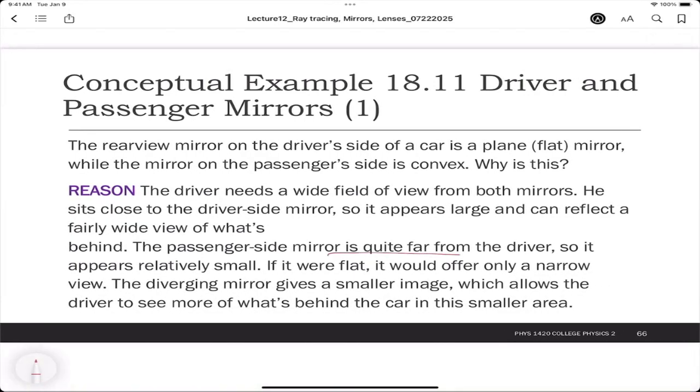Let's mark some important things. The driver needs a wider field of view from both mirrors. He's close to the driver's side mirror, so it appears large by comparison. The passenger side is quite far from the driver, so it appears relatively small. If it were flat, it would offer only a narrow view. The diverging mirror gives a smaller image, which allows the driver to see more of what's behind the car in this smaller area. Does it make sense to you?